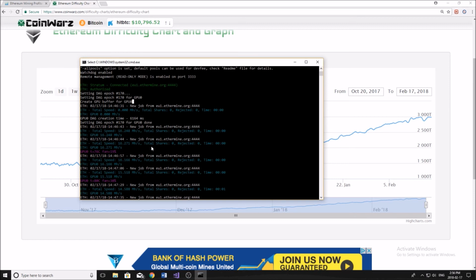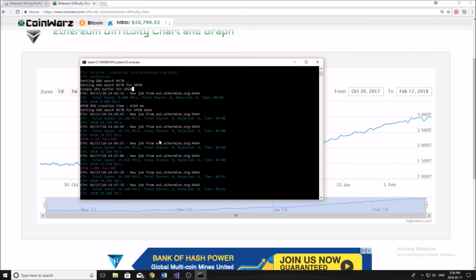So I hope this answered your question on why your megahashes or your mining speed is going down. Pretty much as the network gets more advanced, so does the difficulty, and that means that your card is not going to be mining as fast as it was before.